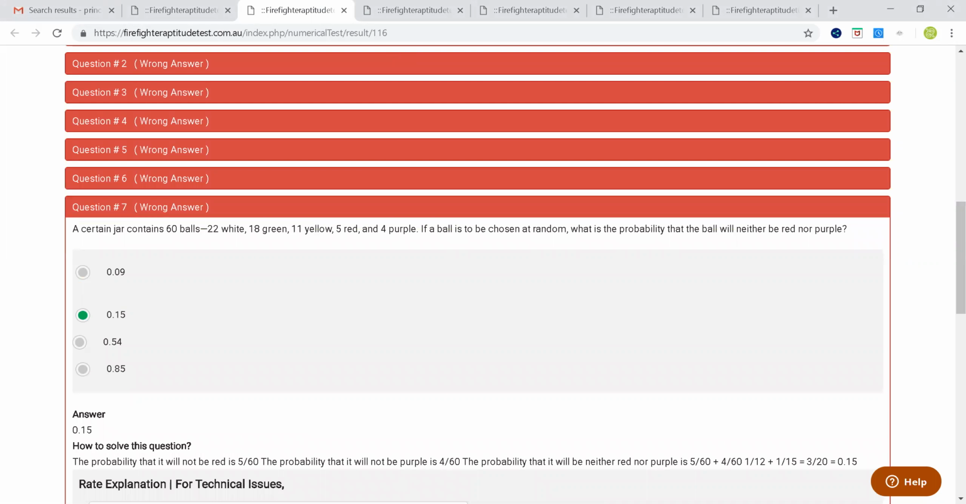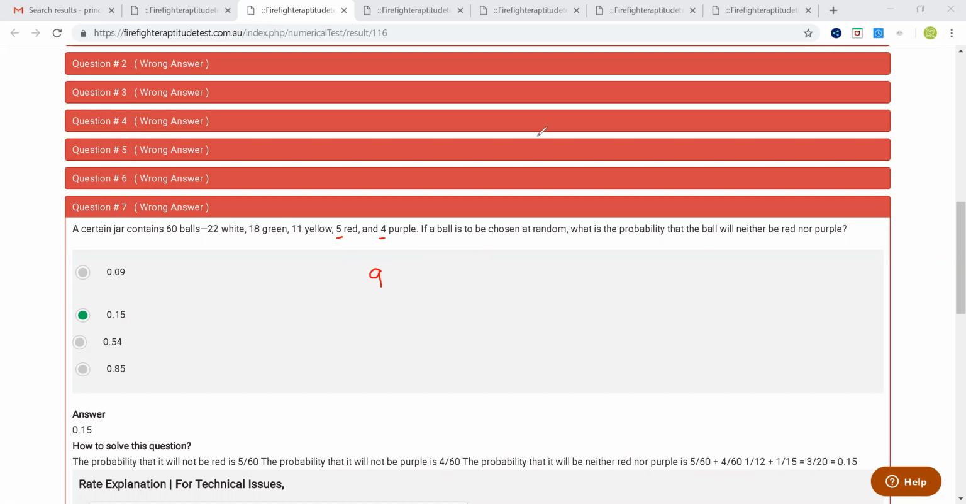Same thing, if the ball is chosen, what is the probability the ball will be neither red nor purple? It can be anything else, but not purple and red. So what is red? 5, and purple is 4, right? So you add them up, that becomes 9 in total.